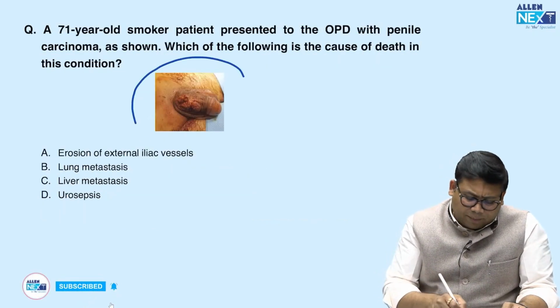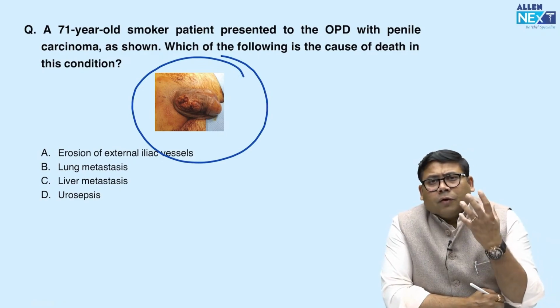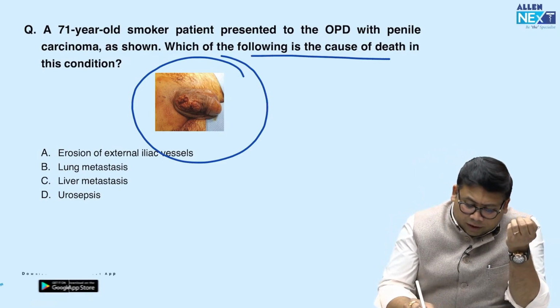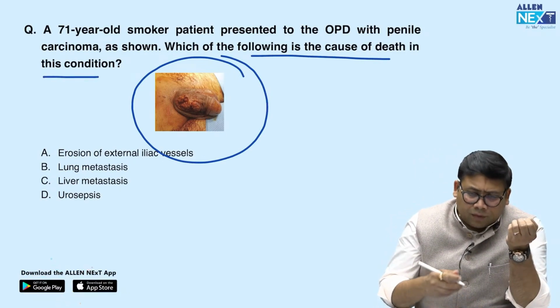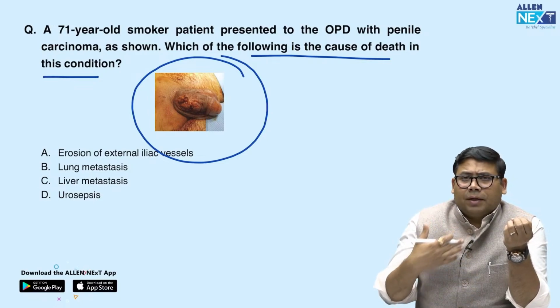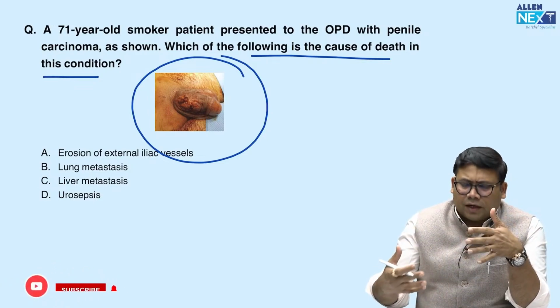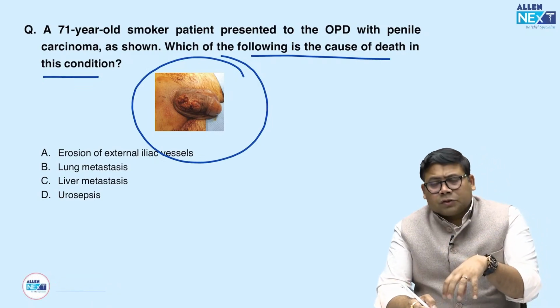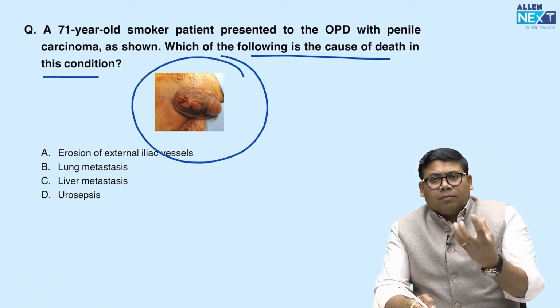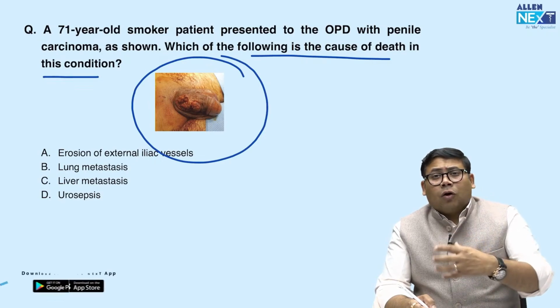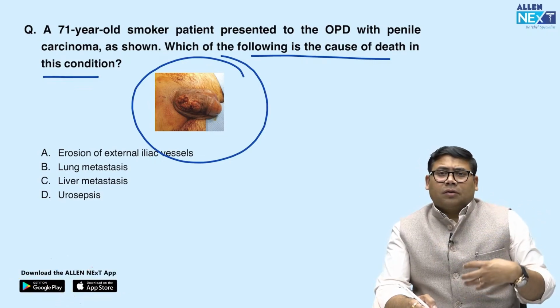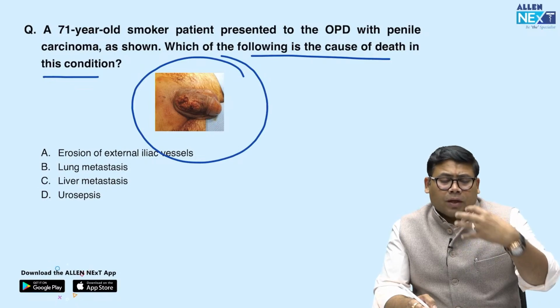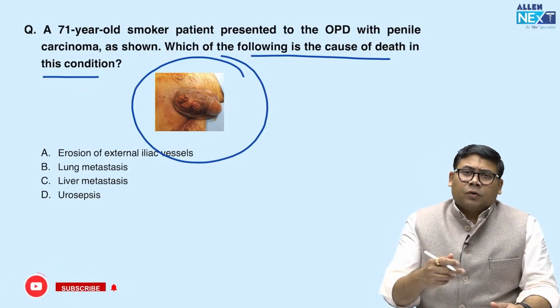The next is you see a patient with carcinoma penis. When you talk about carcinoma penis, which of the following is the cause of death? Now, how will this patient die? Either with metastatic spread causing organ failure. Now, in relevance to this image, this tumor might infiltrate into the iliacs, or you can say tumor-infested lymph nodes might invade into the iliacs.